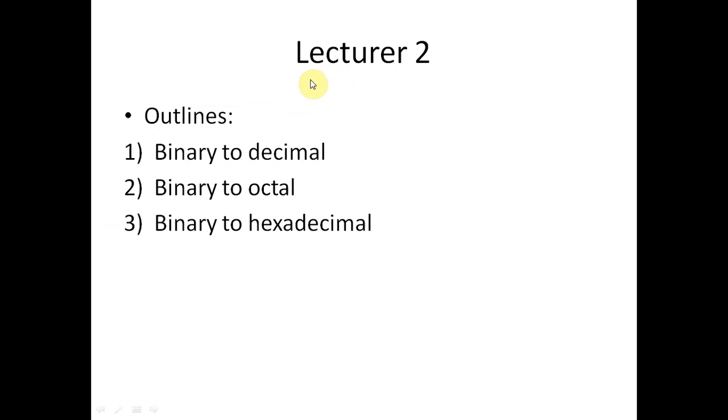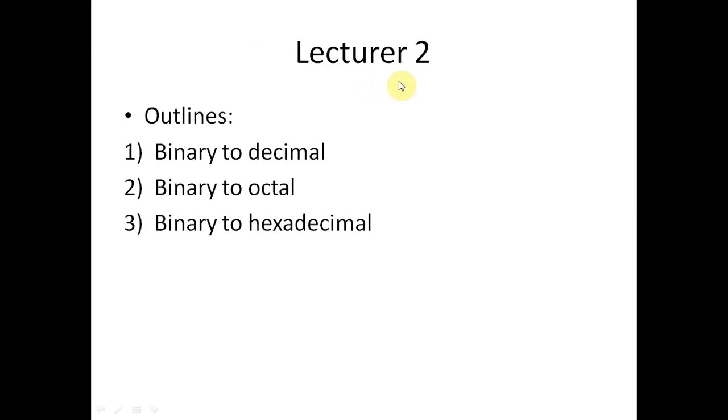In lecture number one, we already studied the first conversion method, which is decimal to octal, decimal to binary and decimal to hexadecimal.